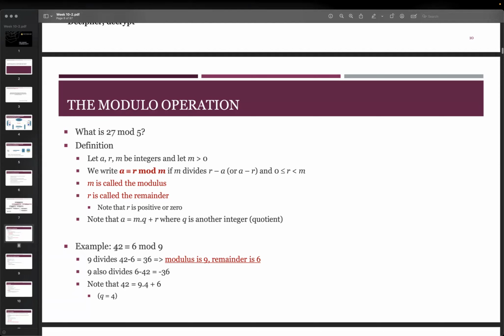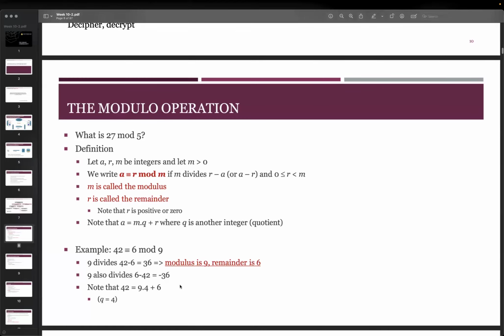Let's say we have 42 and 6 mod 9. When 9 divides 42 minus 6, it will be 36. So the modulus is 9 and the remainder is 6. Also, 9 can divide 42 with negative 36. So it will show that 42 equals 9 times 4 plus 6. So Q can be 4. That's how we talk about it.